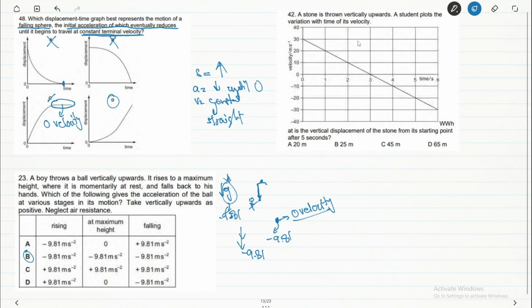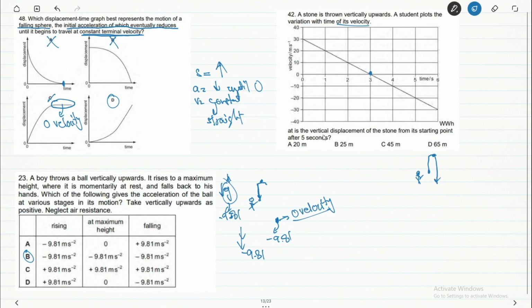So you have to keep this in mind. A stone is thrown vertically upwards. A student plots the variation of time with its velocity. Again, this graph: student, ball, vertically upward, right? This is the point zero, where the velocity is zero, and then velocity starts to become negative.